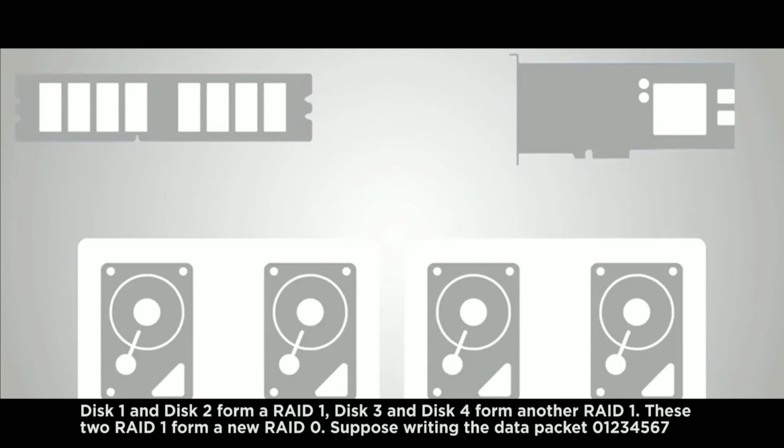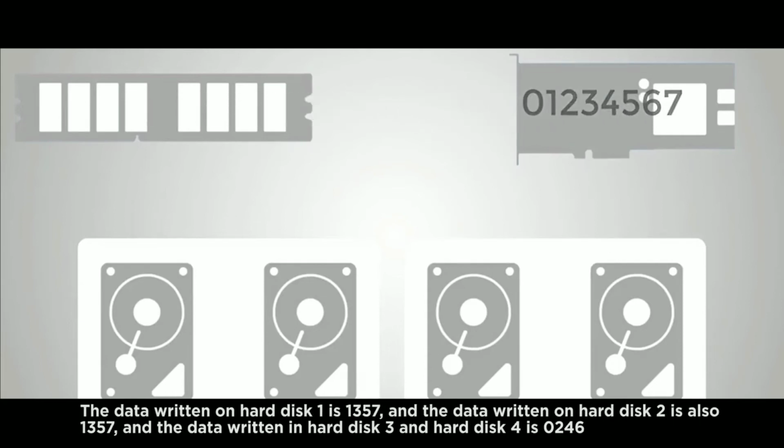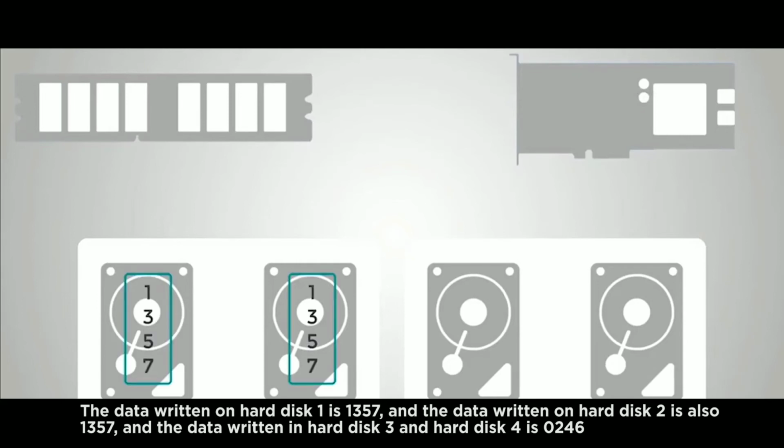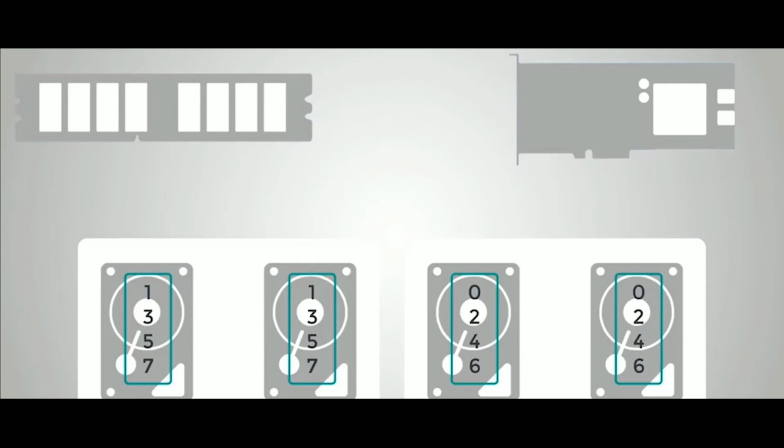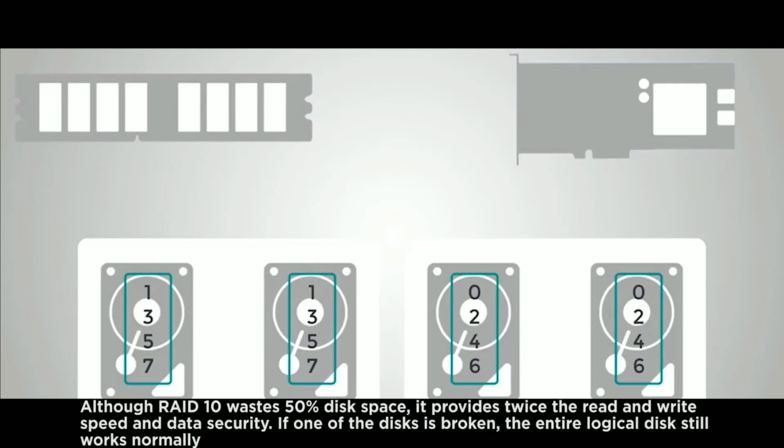Suppose writing the data packet 01234567. The data written on hard disk 1 is 1357, and the data written on hard disk 2 is also 1357, and the data written in hard disk 3 and hard disk 4 is 0246. Therefore, the combined RAID 10 has the characteristics of both RAID 0 and RAID 1. Although RAID 10 wastes 50% disk space, it provides twice the read and write speed and data security.